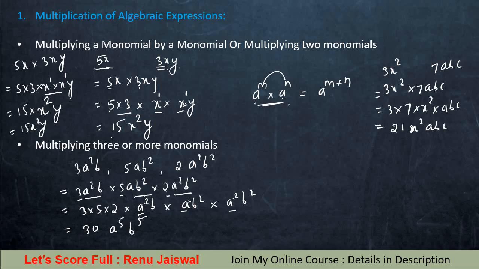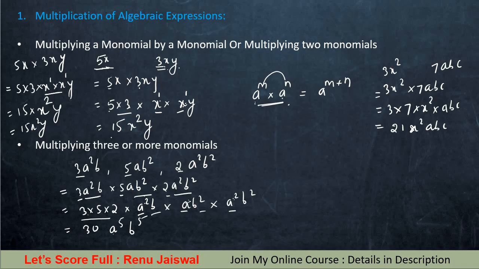If there are more monomials, we follow the same process. Multiply the coefficients 3, 5 and 2 together. Then multiply all the variables. Here a raised to 2, 1 and 2, total 5. Same way for the power of b. And the same formula: base same, add powers.